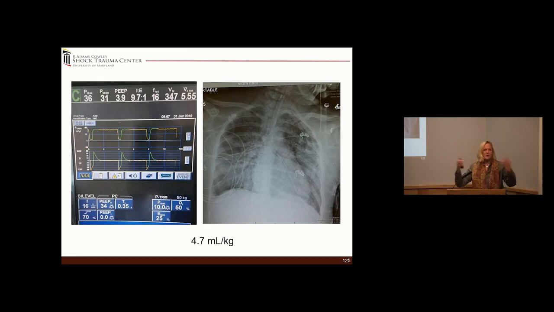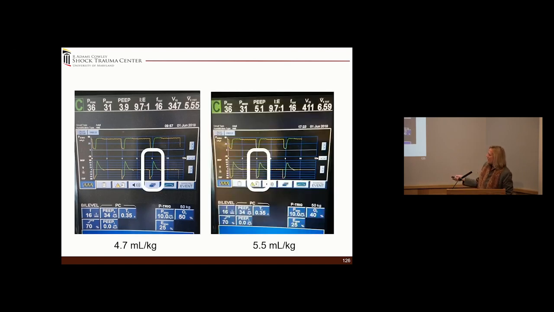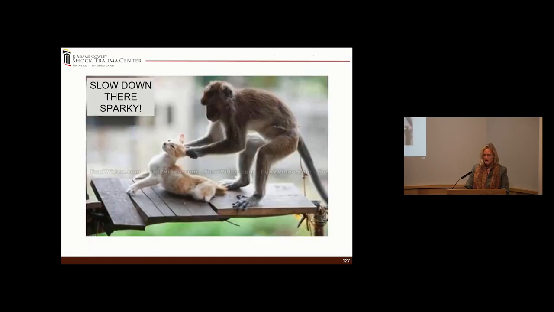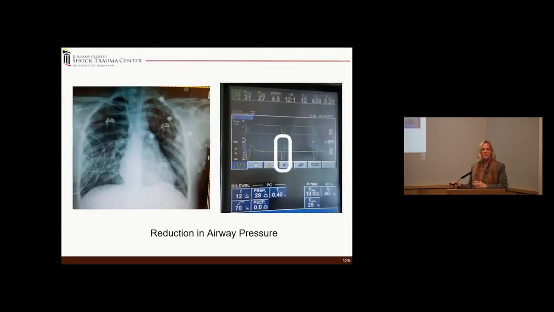Why? Because I have greater surface area. Because I've been able to recruit, my CO2 comes down, I can drop my rate. So my chest x-ray is improving. So I go from 4.7 mLs per kg with these settings, and my tidal volumes actually start going up. No change in any settings. My airway pressure is the same, my T low is the same, but my tidal volumes are now going up. So no change in settings, but you already saw that. Slow down, Sparky. So your tidal volumes are going up on their own.